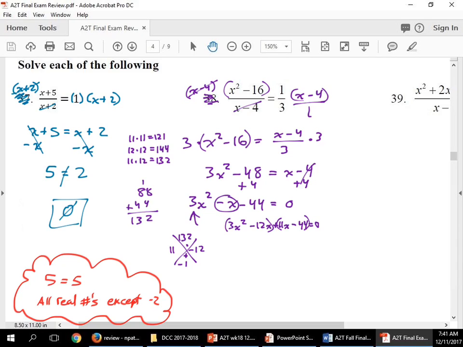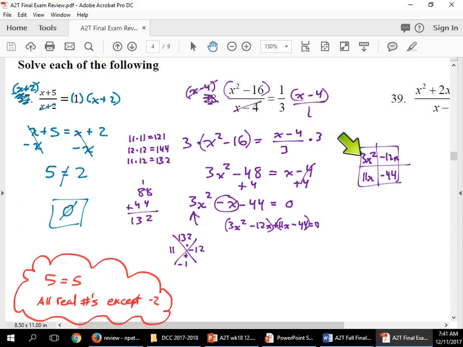We're doing grouping now. You guys can also use the box. The box is really cool. If you do the box, this is what it would look like. You would have 3x squared, then minus 12x. And then you'd have a positive 11x, and you have a negative 44. Normally I don't like setting up the box.